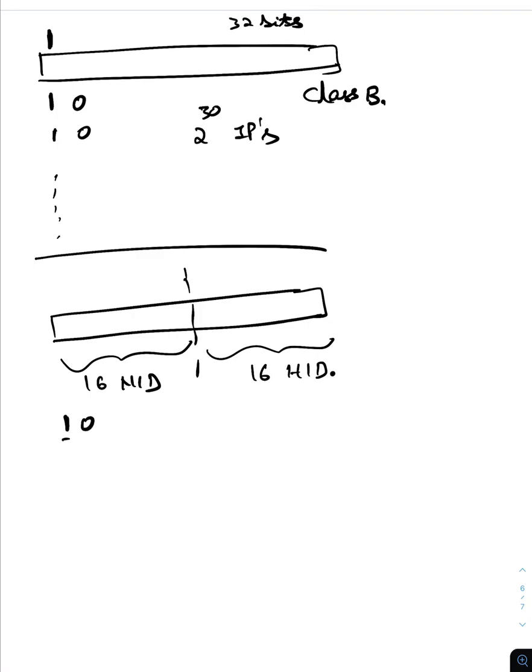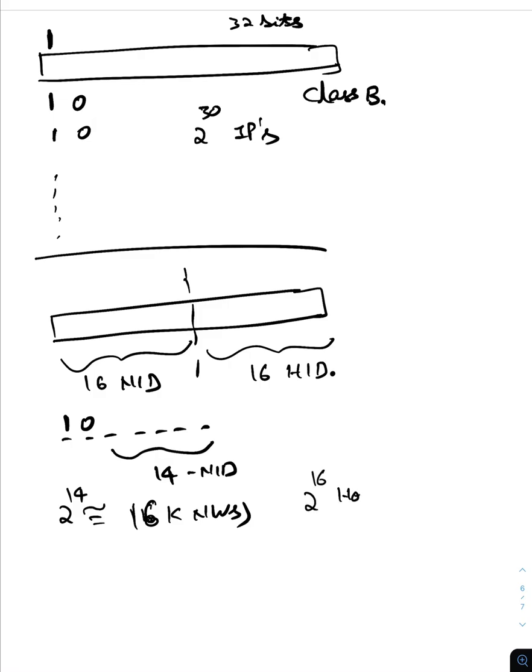So as the first 2 bits are fixed and you have the remaining 14 bits in the network ID, the number of networks you can form here is 2 power 14, which is approximately equal to 16k networks. And each network has how many hosts? 2 power 16 hosts. So it has 2 power 14 available networks, and each network has 2 power 16 hosts per network.